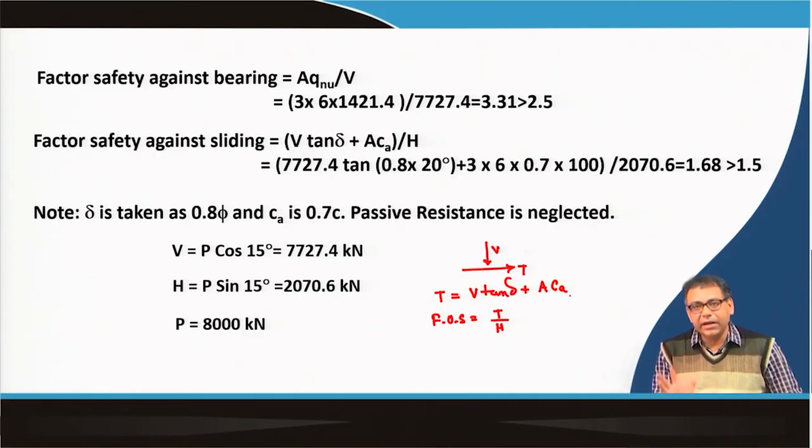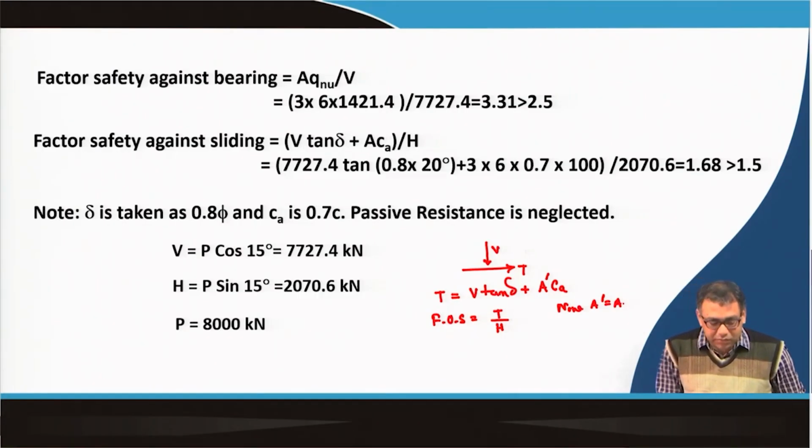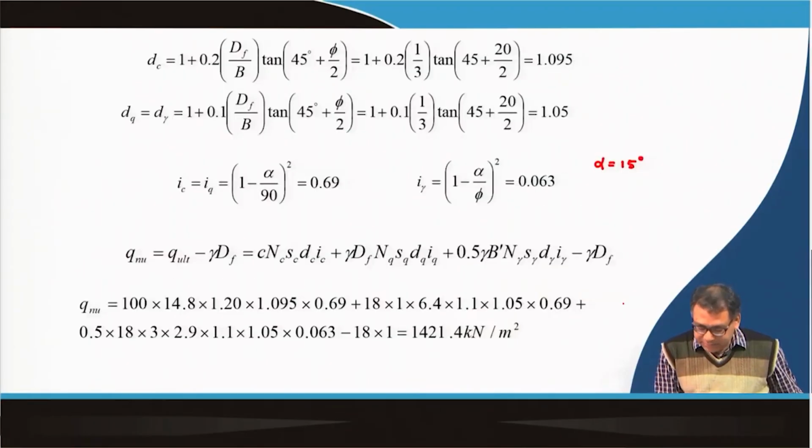Remember that if in your case it is eccentric loading, then you have to use A dash, not A. But in this particular case A dash is equal to A, because there is no eccentric loading. So, effective area is equal to the actual area of the footing. Now, what is the bearing capacity? Net ultimate bearing capacity is this one.